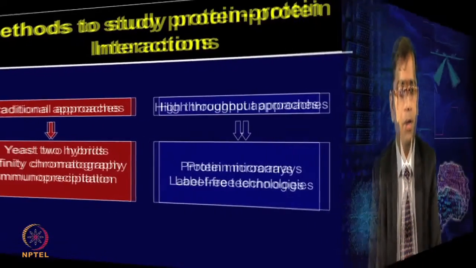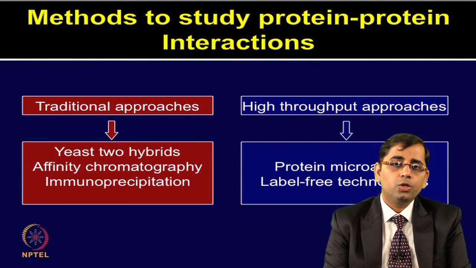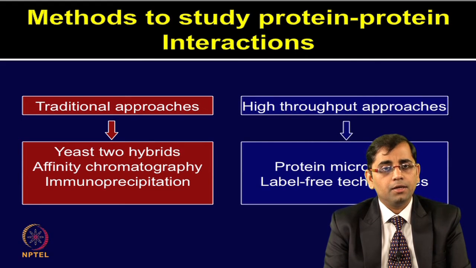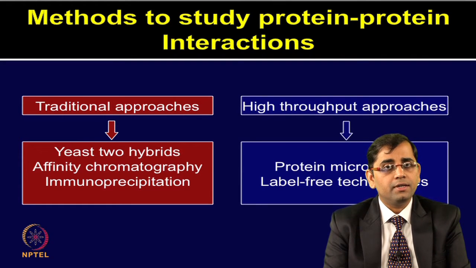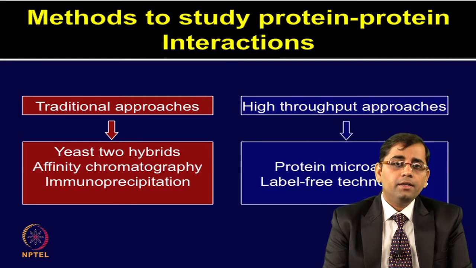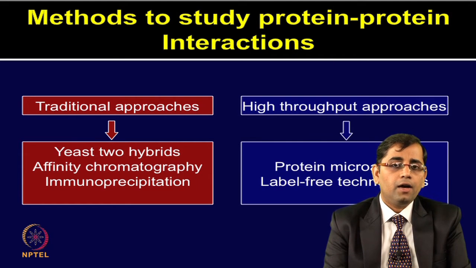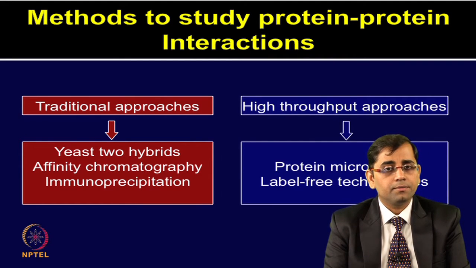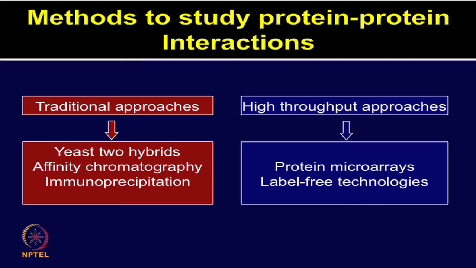There are two different ways of studying these protein-protein interactions. The traditional approaches, which are very popular and used as classical experiments to establish any protein interactions. However, nowadays there are quite a few high throughput approaches emerging, which are making their mark in the interactomics field. The traditional approaches include yeast two-hybrid, affinity chromatography and immunoprecipitation, and more recent approaches include protein microarrays and different types of label-free technologies. We will delve into the traditional approaches in this lecture.